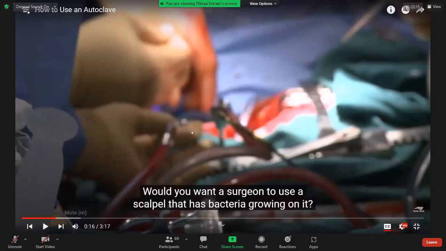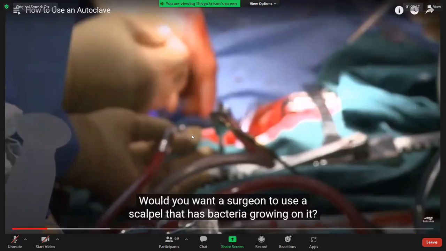Now we are going to see how to handle the autoclave, which is used for the sterilization of the glasswares as well as the growth media.